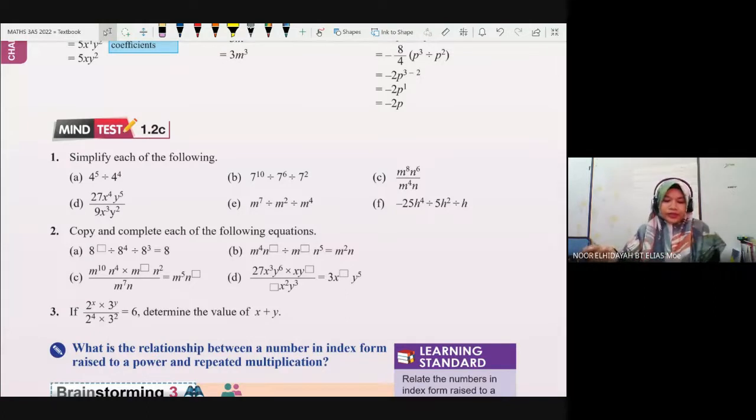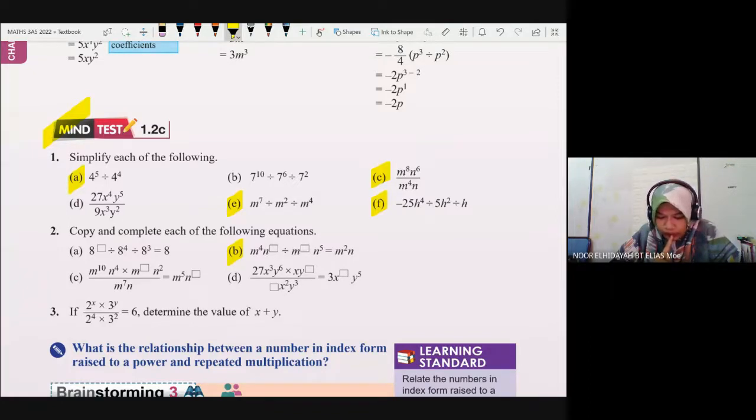Okay, good. So your exercise for this Law of Indices, Mind Test 1.2c, question A, question C, and then E and F. For question number 2, yang ni kena awak berfikir, sebab dia dah bagi answer, dia nak tahu pada bahagian soalan tu apa dia punya index. So this one you have to think.